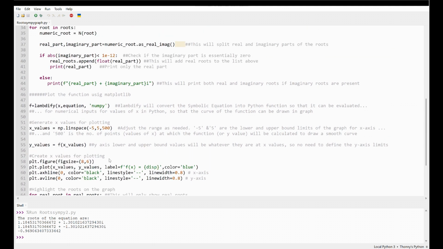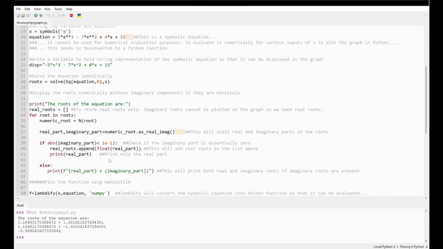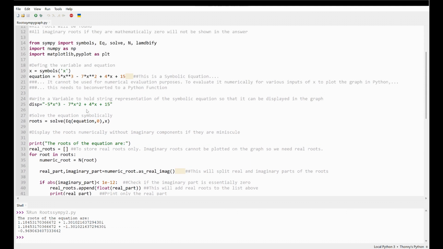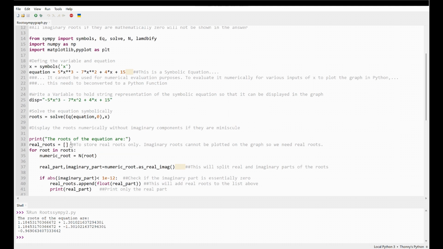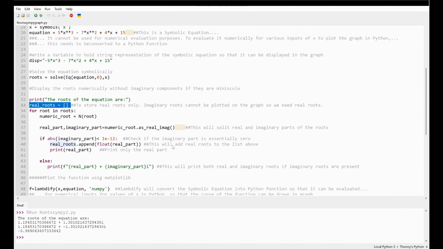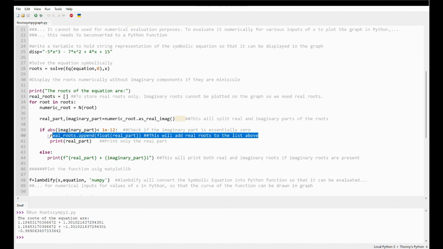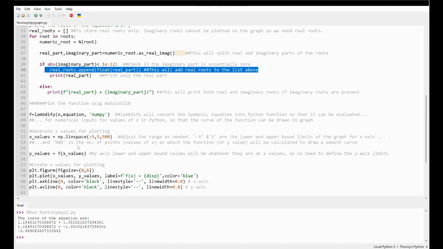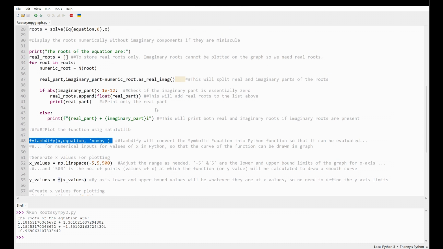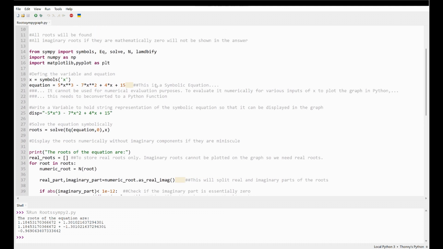So basically, just an overview. I had to change the symbolic equation to the Python function, and I had to define the equation as a variable so I can include it as a title in my graph. And then I had to write a few lines of code for the function to be plotted.